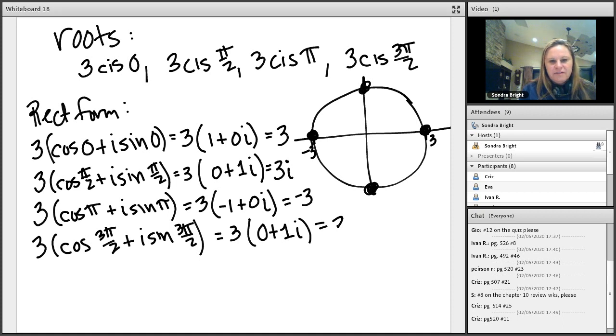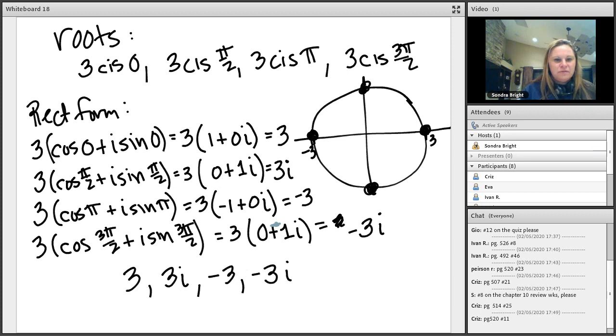Negative. Sine of 3 pi over 2 is negative. So that's a negative, and so then you end up with negative 3i. So those were your 4 answers in rectangular form. You had 3, 3i, negative 3, and negative 3i. Those are your rectangular answers.